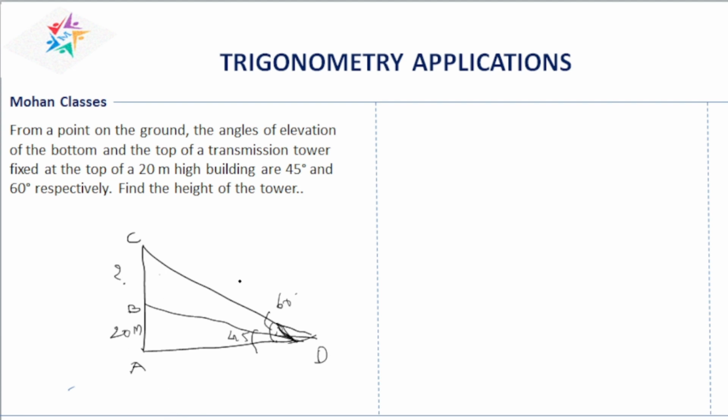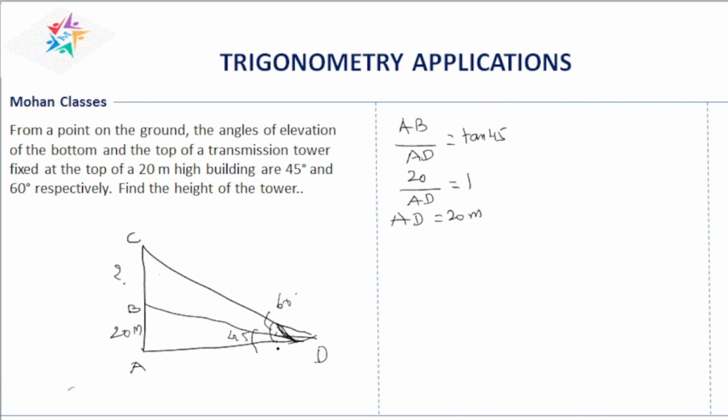How will we do it? So opposite by adjacent. AB by AD. What is AB by AD? That is equal to tan 45, right? The AB we know as 20 meter and AD we don't know. Tan 45 is equal to 1. Therefore, AD is equal to 20 meter.